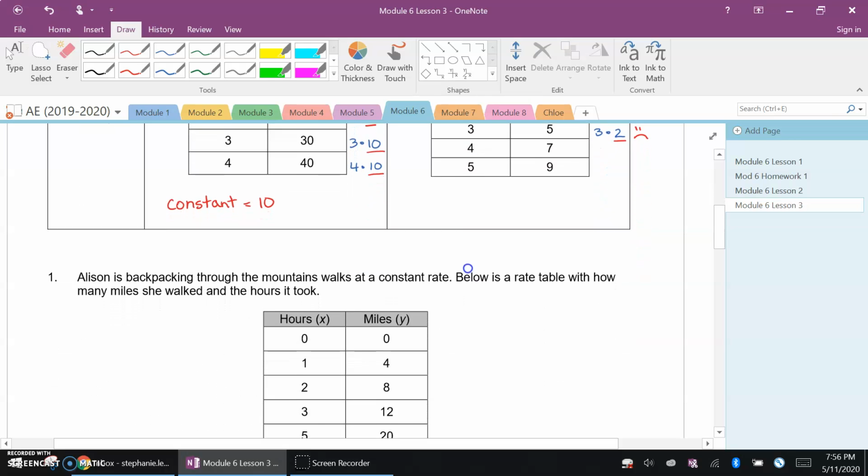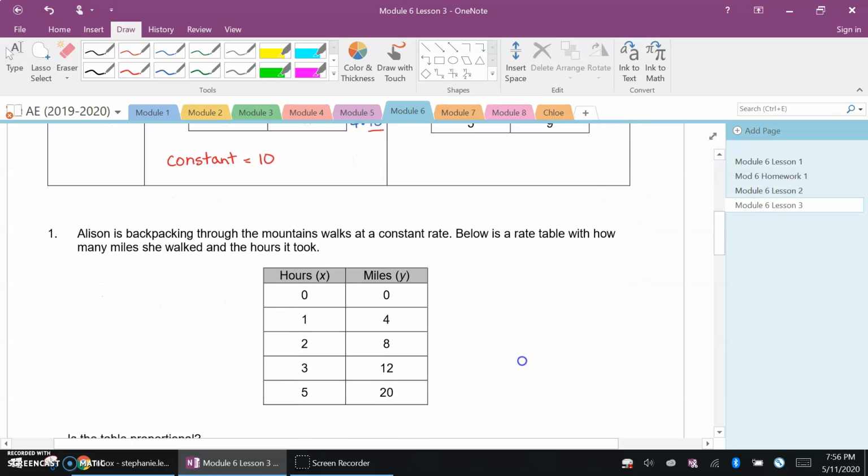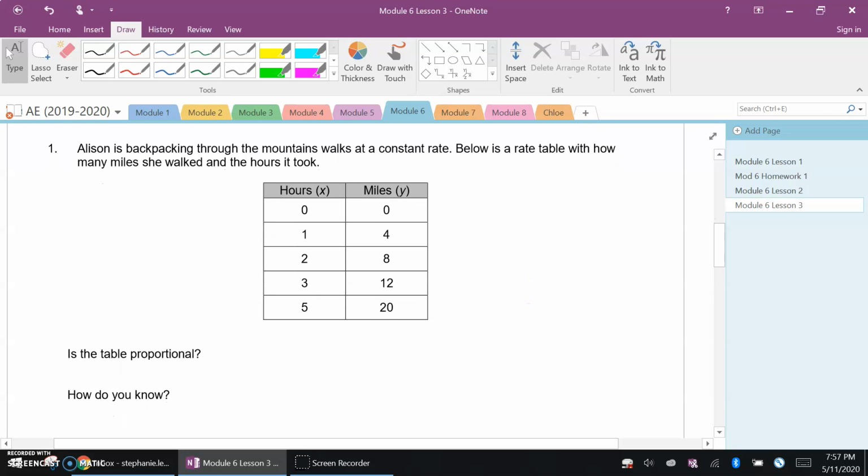Allison, who is backpacking through the mountains, walks at a constant rate. Below is a rate table with how many miles she walked and the hours it took. They're telling you that this is the x and this is the y, which means we're moving in this direction. Again, 0 with 0, we're going to have to come back to that one. But 1 times 4 gives us 4. I like to write that off to the side. I also like to underline the constant just to make sure I don't make any mistakes. Then we have 2 times 4. We want to know, does that equal 8?